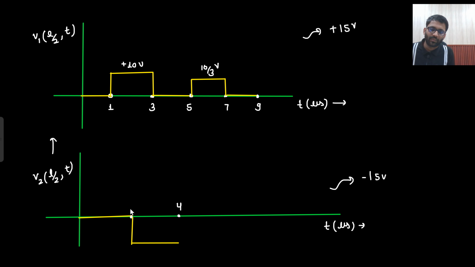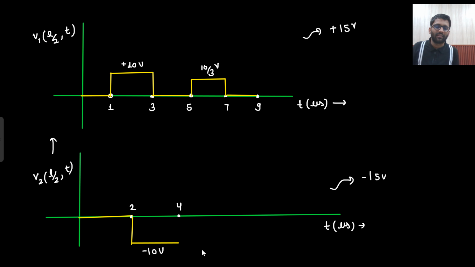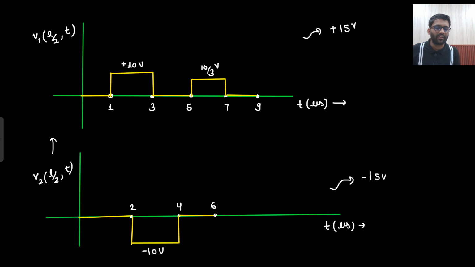This is your 2 microsecond. So what will I develop? Minus 10 volt. At 4 microsecond what is happening? Minus 10 plus 10, 0. So at 4 microsecond, 0. Now this 0 will remain there till 6 microsecond. At 6 microsecond what is happening? Plus 10, minus 10, and minus 10 by 3. So at 6 microsecond you are having minus 10 by 3, and it will remain there till 8 microsecond.